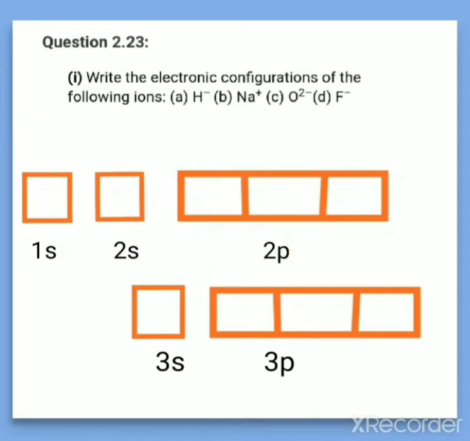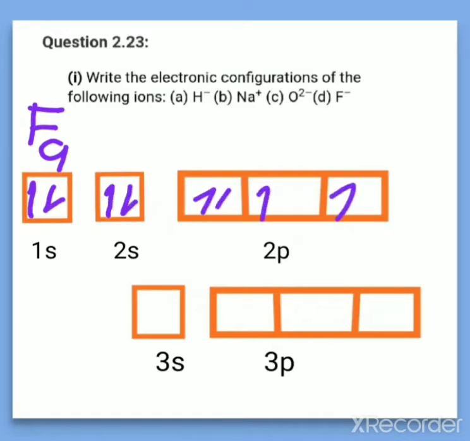Now let us do F negative. First of all, you need to write down the electronic configuration for F, that is fluorine. Fluorine's atomic number is 9. Now we'll be filling the electrons: 1, 2, 3, 4, 5, 6, 7, 8, 9. So total 9 electrons, but for F negative, there is an addition of 1 electron. So we need to add 1 electron.